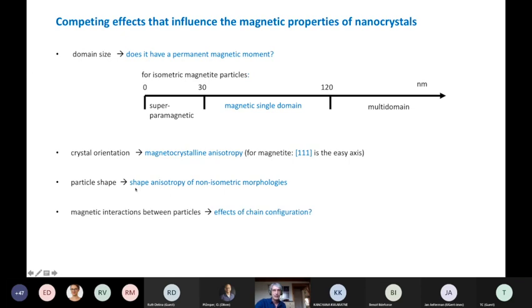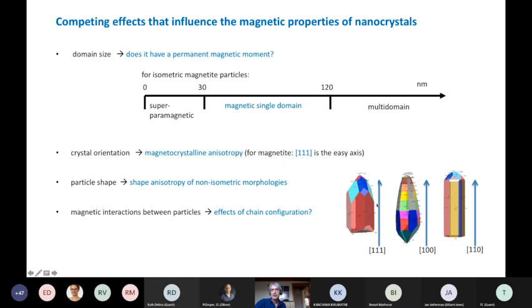Particle shape is also interesting, because if you have elongated particles, that might force the magnetic field inside parallel to the elongation. And the last one is the effect of chain configuration, the interaction of particles. And all these effects are best studied in particles that are elongated. And fortunately, some bacteria make particles elongated along 111, some others along 100, and again, some others along 110.